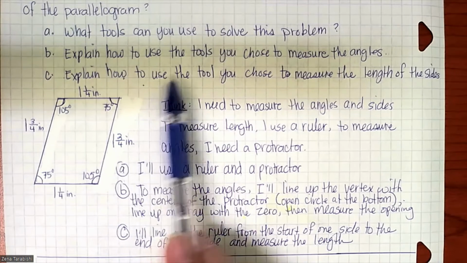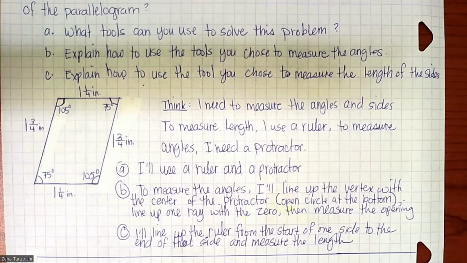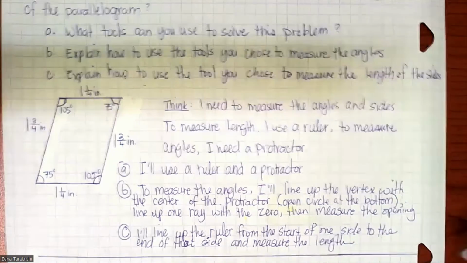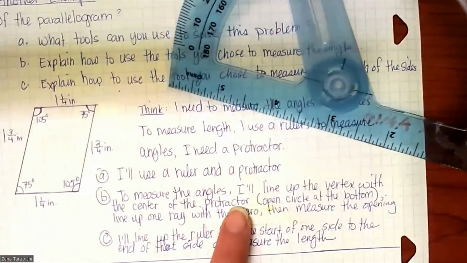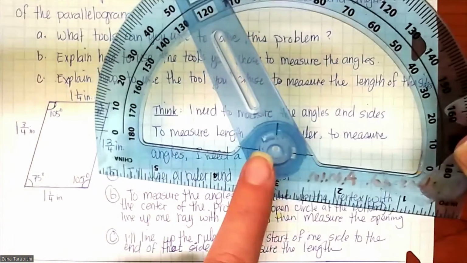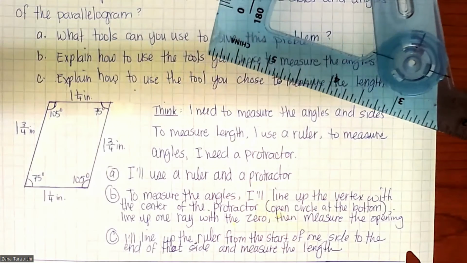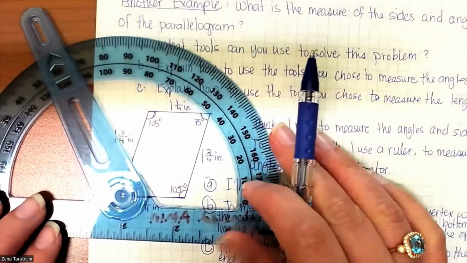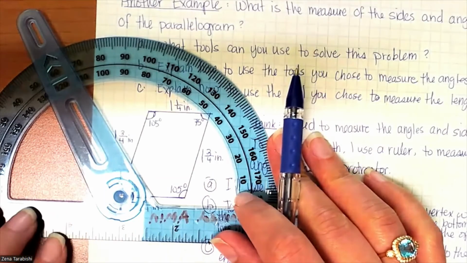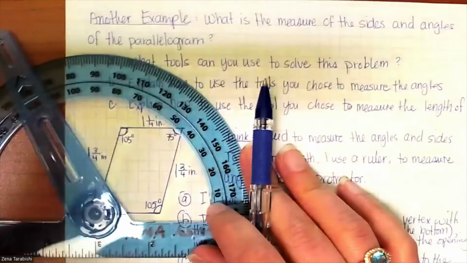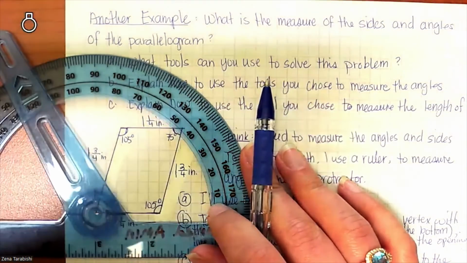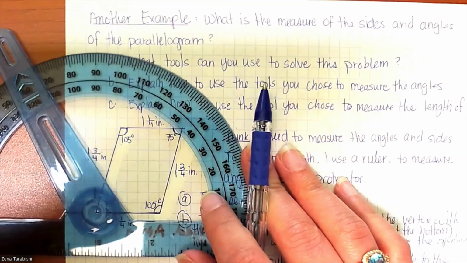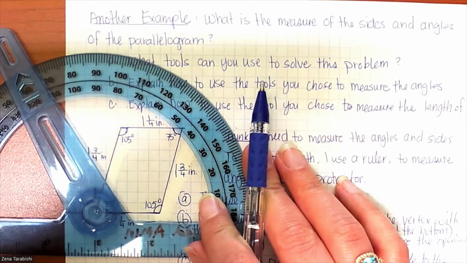For part B, how will I use that tool to measure the angles? Well, I'm going to line up the vertex with the center of the protractor, so that center point at the bottom, right there. And then I'm going to measure the opening of the angle. So I'm going to line up my vertex, that's my little corner point. Sorry guys, I know the light is kind of reflecting. I'm going to line it up like that, and then I'm going to measure.